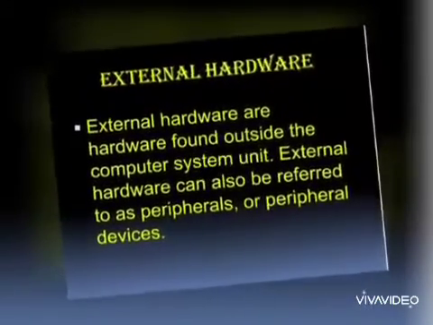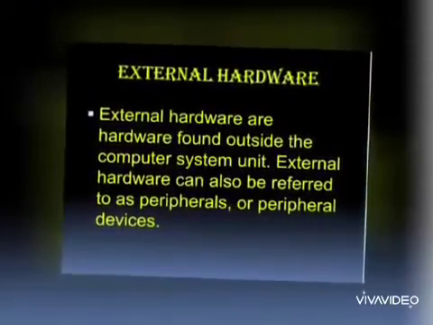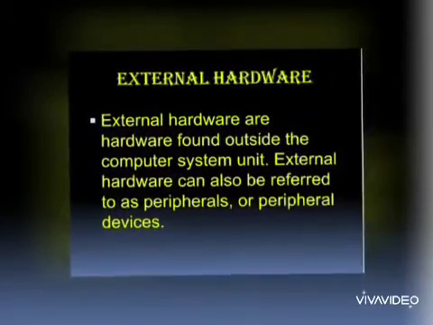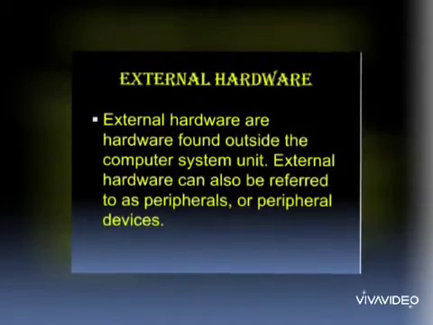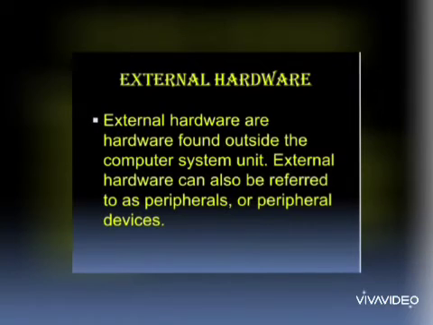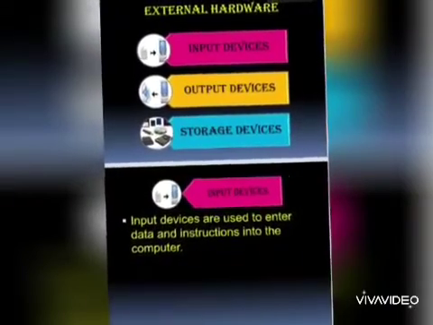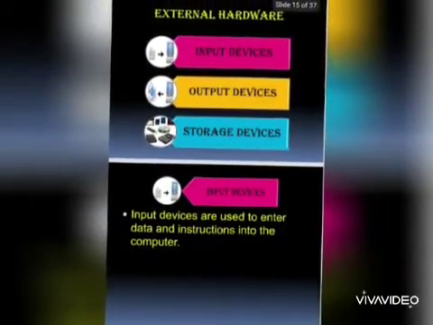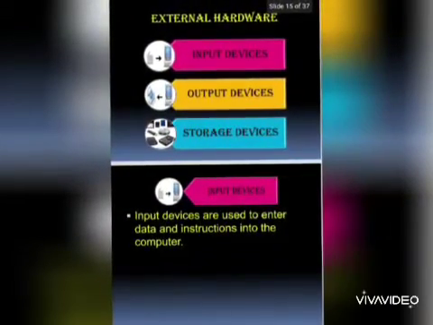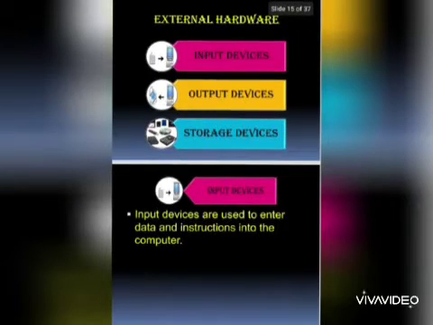Now let's look at the external hardware. The external hardware is hardware found outside the computer system unit, and it is also referred to as peripherals or peripheral devices. Now there are three forms of external hardware. That's the input devices, the output devices, and the storage devices.